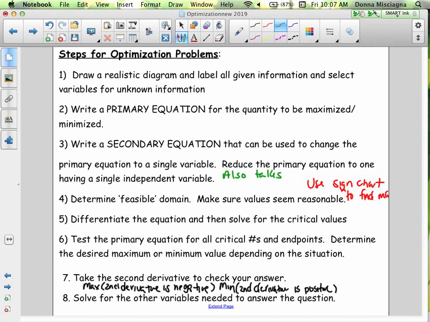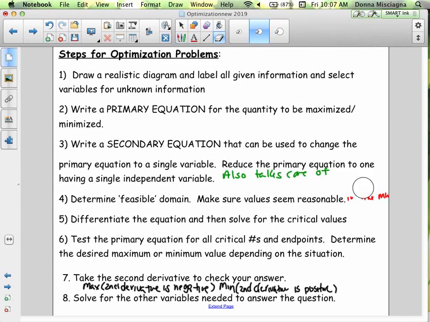So what does the red go to? Use sign chart? Is that rule 4? I think it's in the wrong spot. It is. Then we'll move it to the right spot. I think it floated around. Also takes care of constraints.